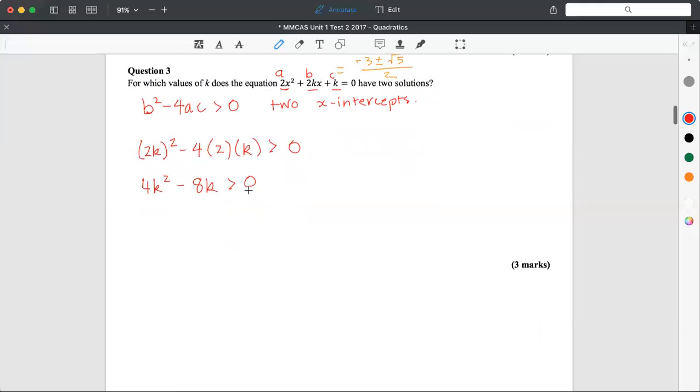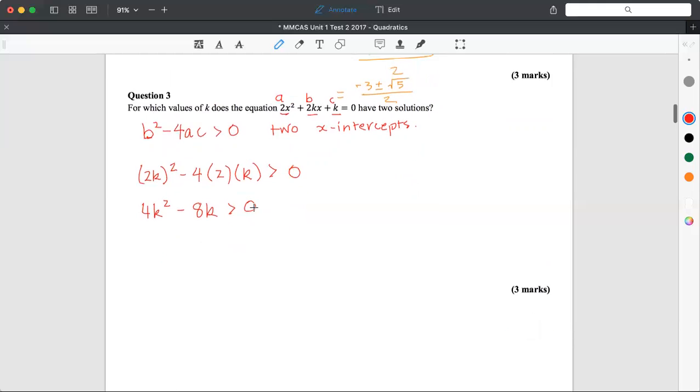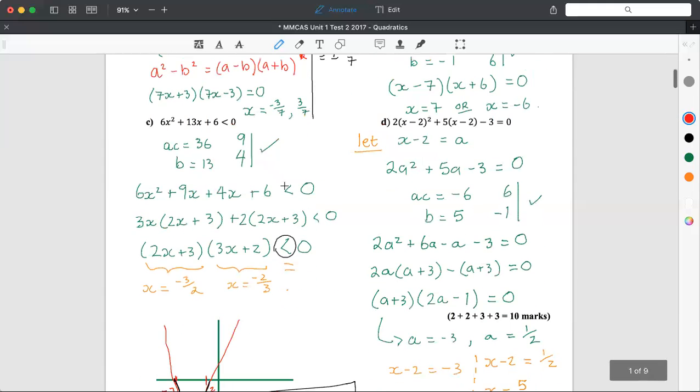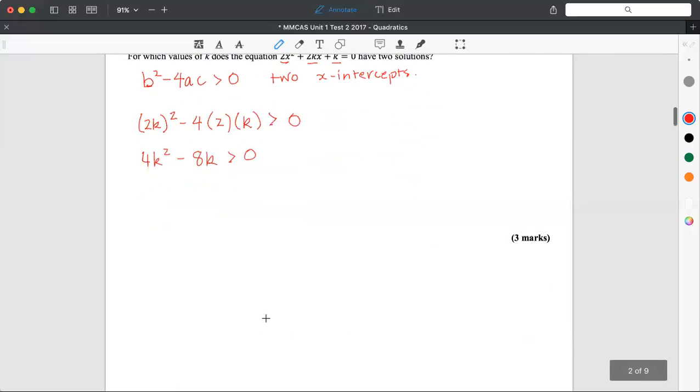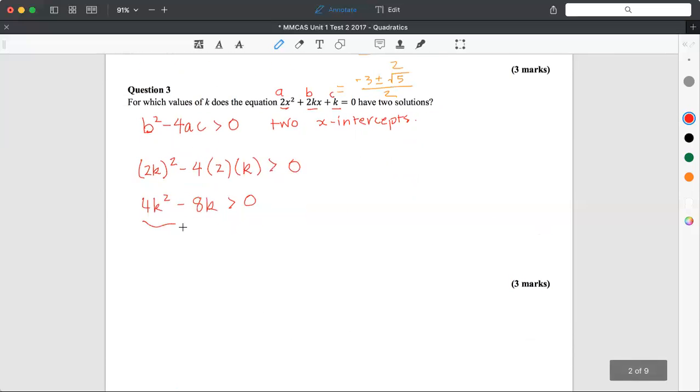Okay, so now what we have is a problem very, very similar to the one we did before. It's this problem here. We have to solve a quadratic inequality. If we look at this, it's quadratic. It's not x anymore, but it's still k. So what we're trying to do is find values of k where this is positive. So what we first want to do is to factorize it.